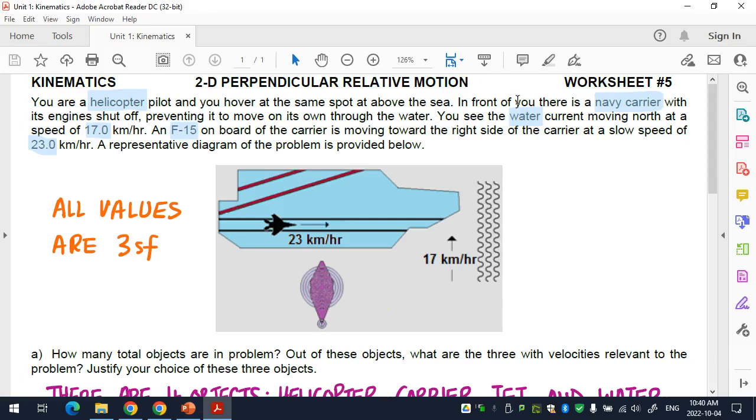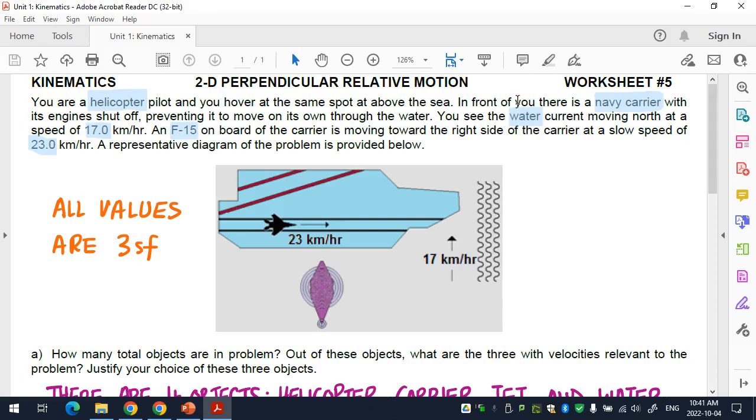Okay. How many objects can you count in this problem? Who would like to give us one object? Helicopter, 100%. Someone give me another object. Carrier. Someone give me another object. Jet. Someone give me another object. Yes, water, right? But let's think about this for a second.